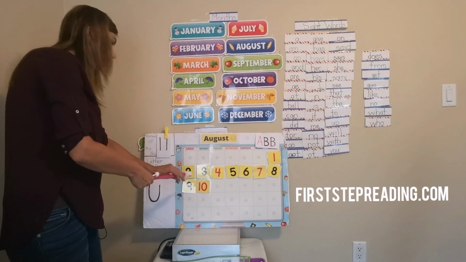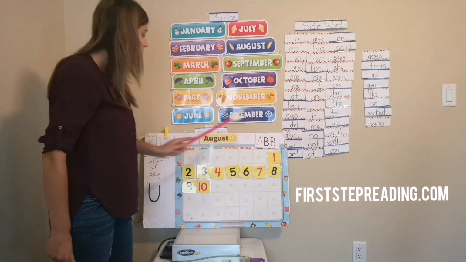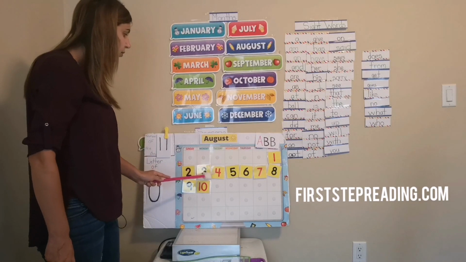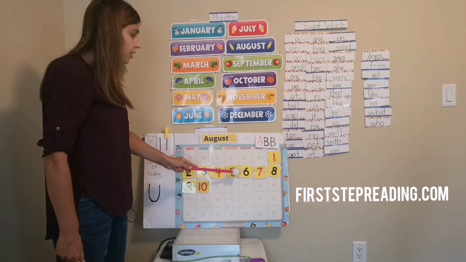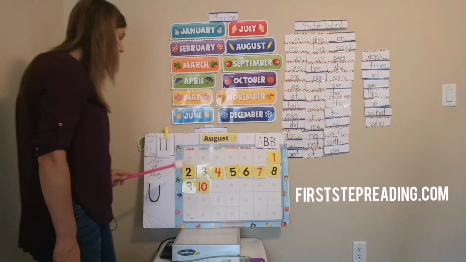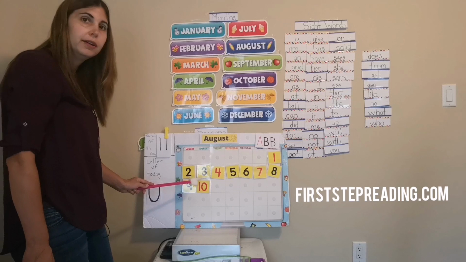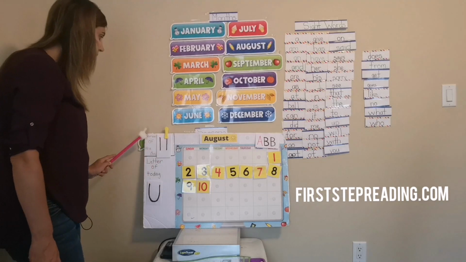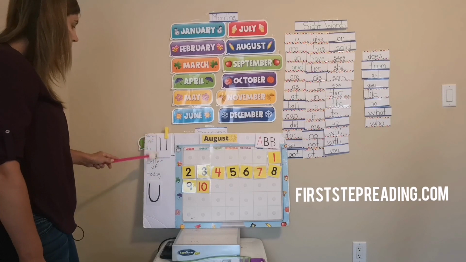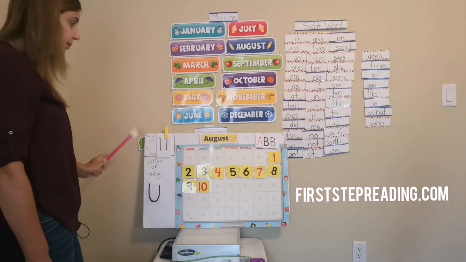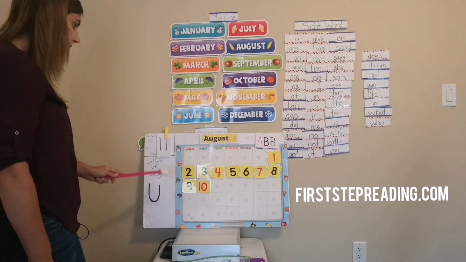So let's figure out what comes after 10. 1, 2, 3, 4, 5, 6, 7, 8, 9, 10, 11. 11 is a 1 and a 1. That's how you make 11.